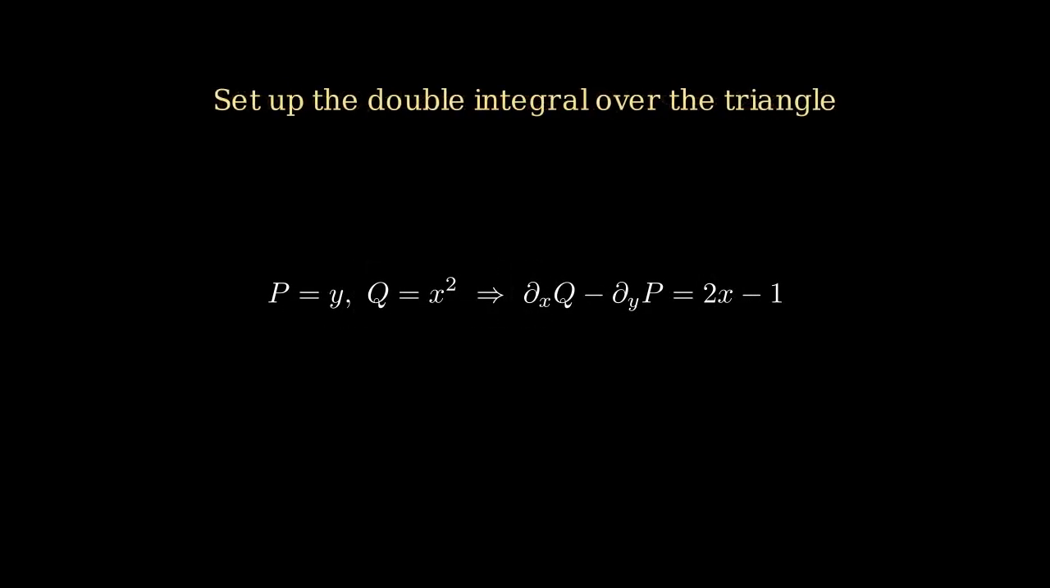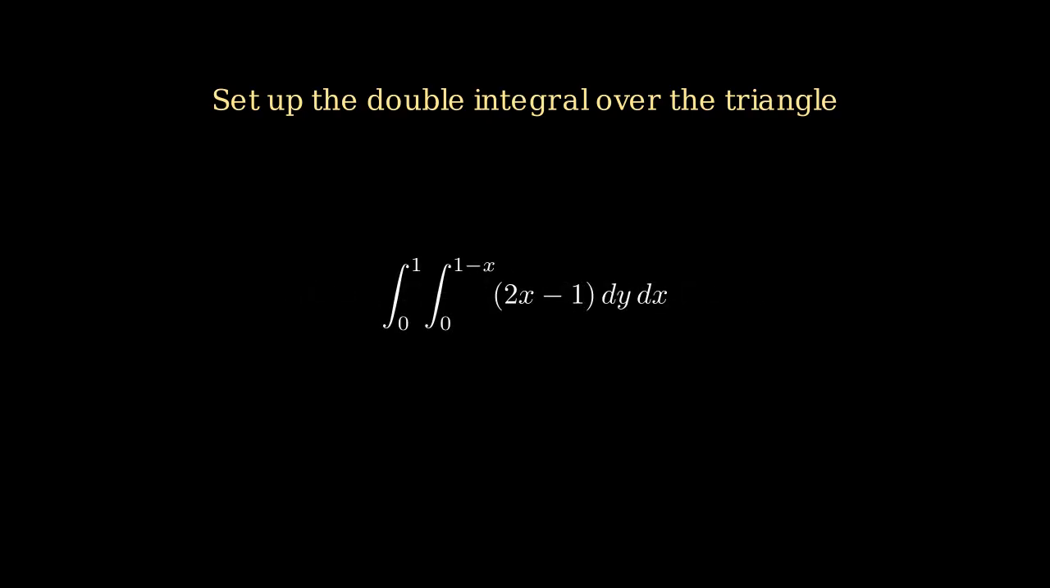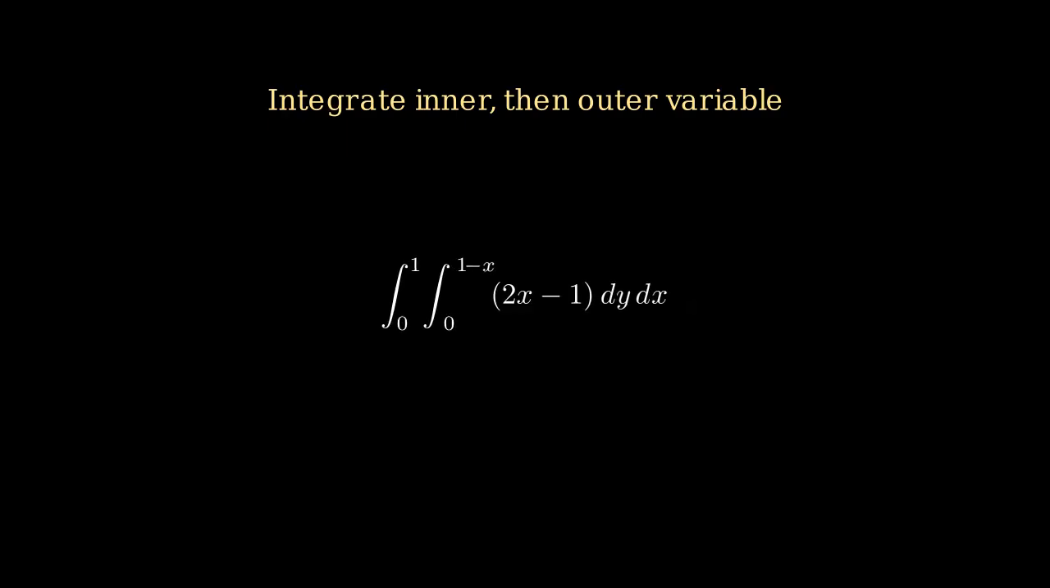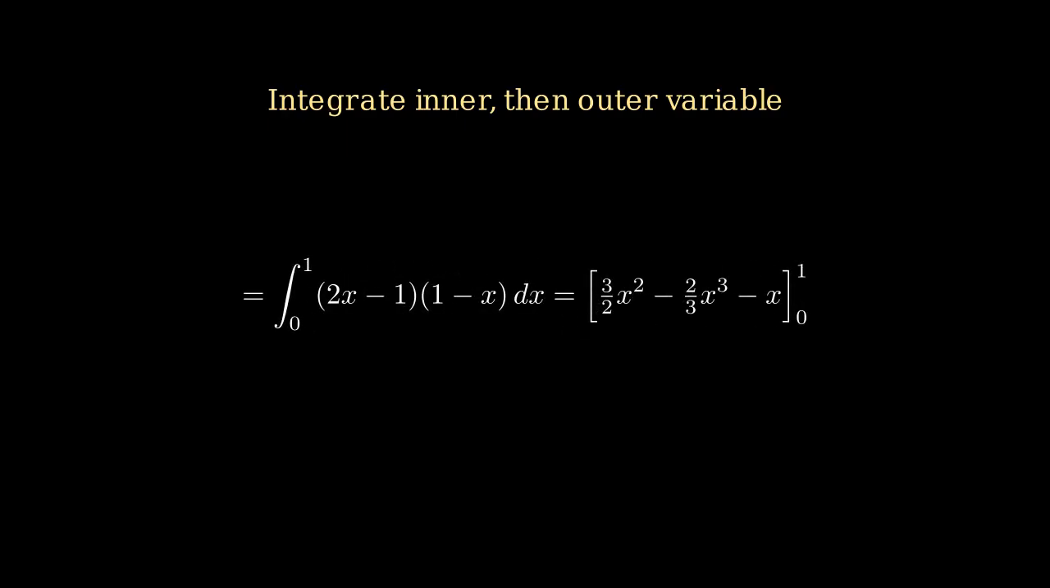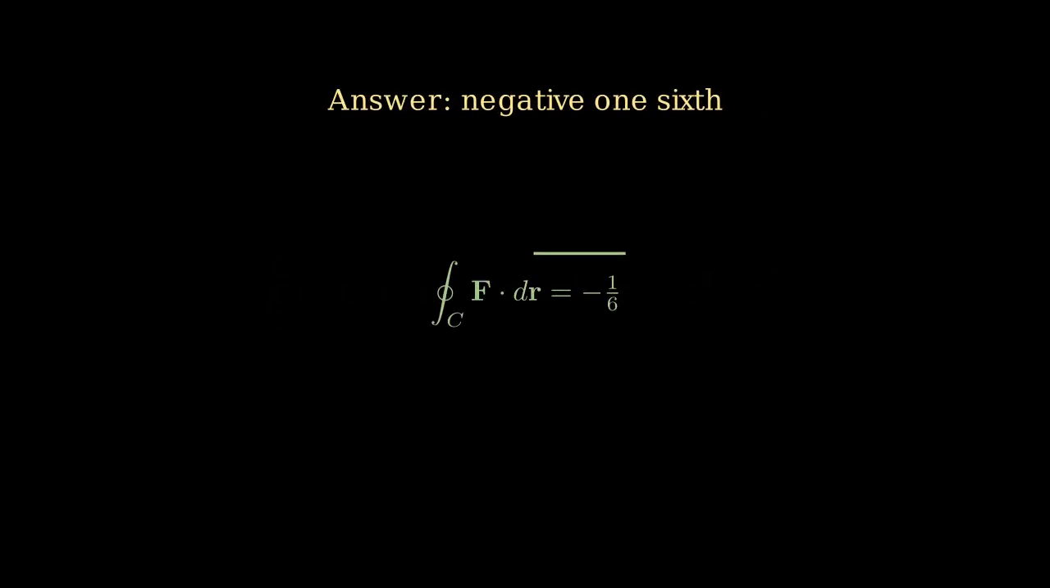Part A, triangle boundary with corners (0, 0), (1, 0), (0, 1). Here P equals y, and Q equals x squared. Step 1. Find ∂Q/∂x minus ∂P/∂y. That's 2x minus 1. Step 2. Set up the double integral over the triangle, using its slanted edge as one of the limits. Step 3. Integrate the inner variable, then the outer variable. Answer: negative 1/6.